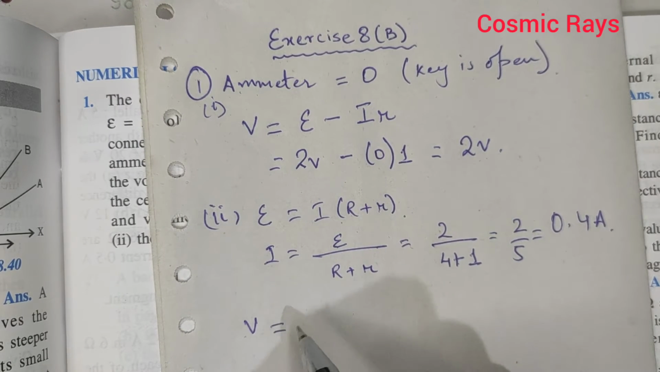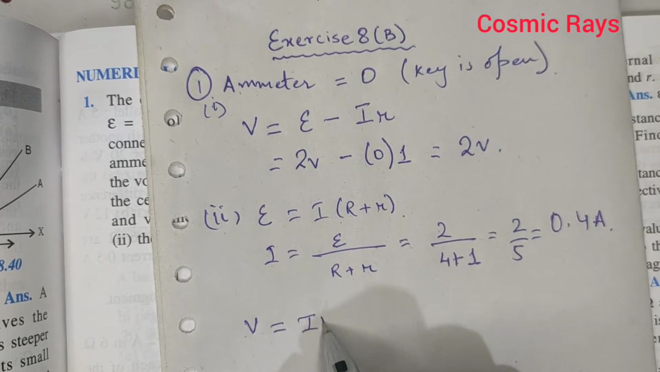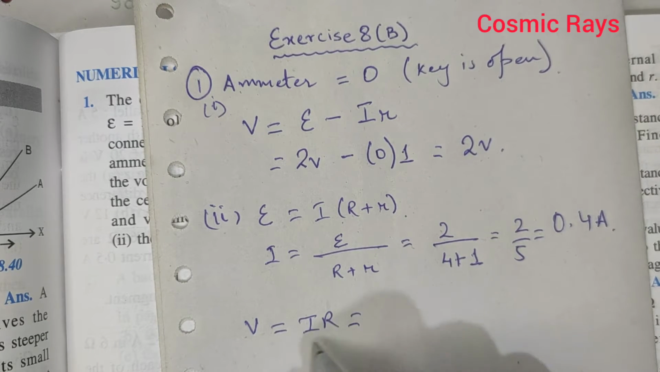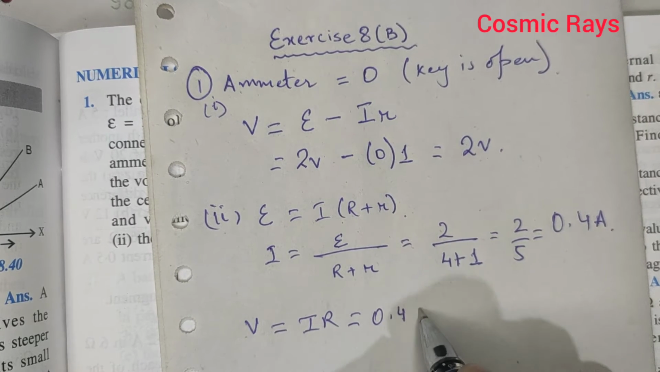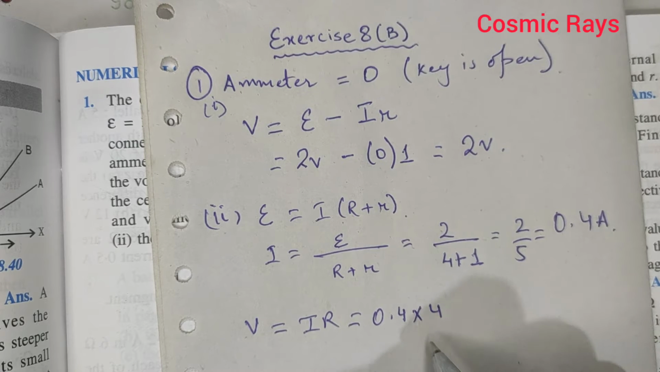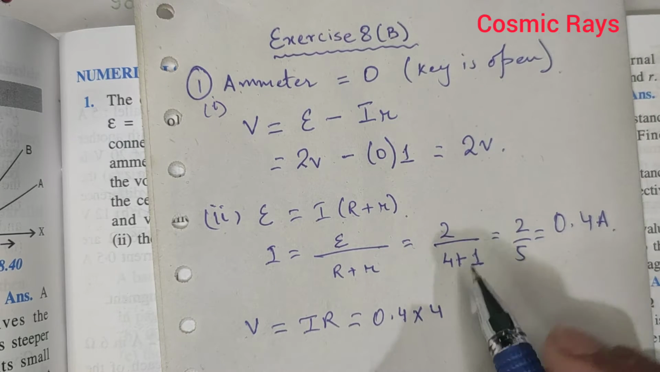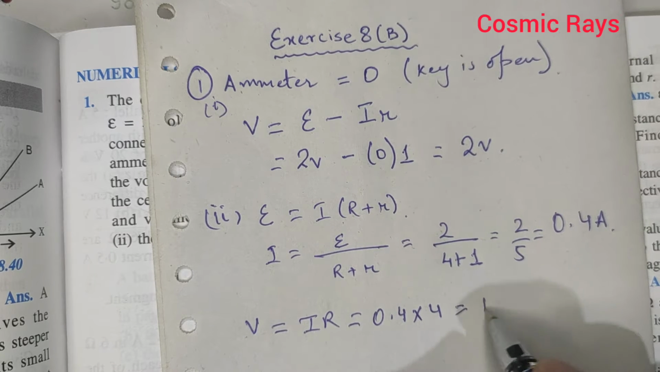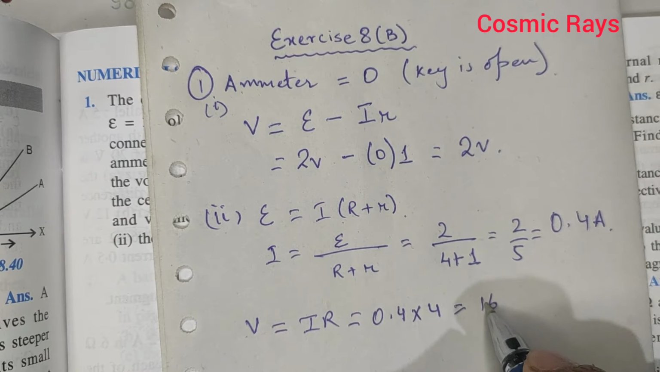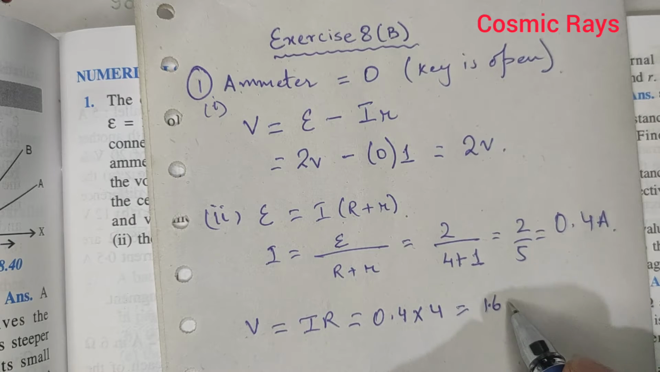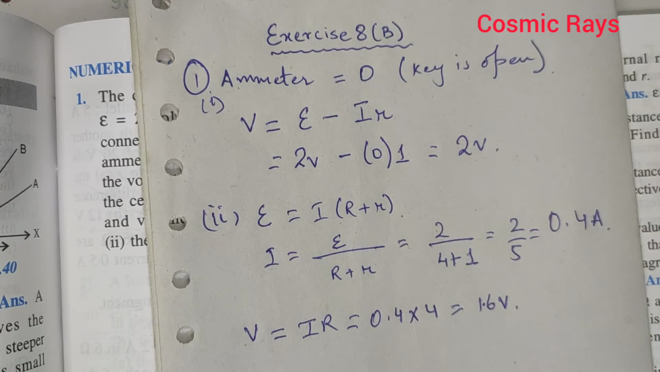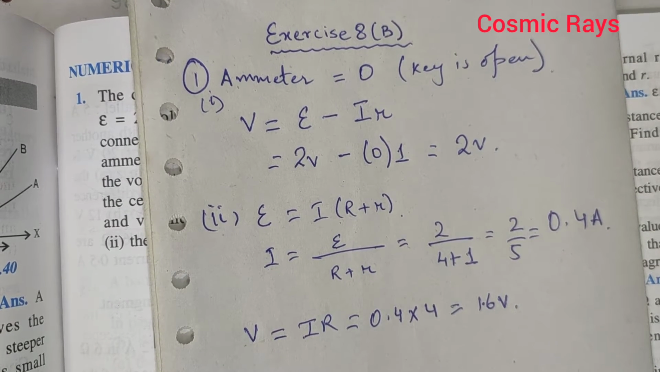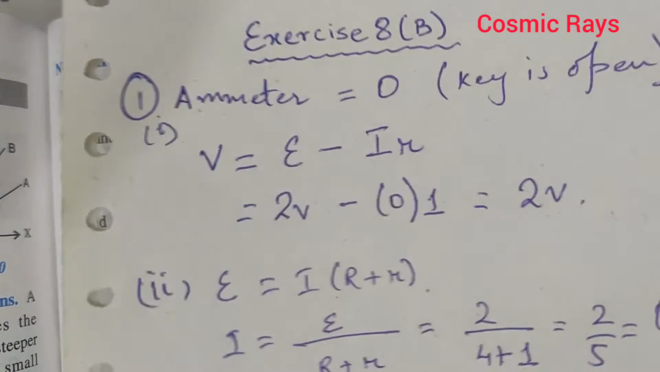And for the voltage, we know the formula V equal to IR. We just put the values. We have calculated the value of current, that is 0.4 into the external resistance R, capital R, that is 4. So if you multiply 4 into 4, 16, and there is a point in between, so 1.6 volts. This is the answer. Now let's take a look at number 3.